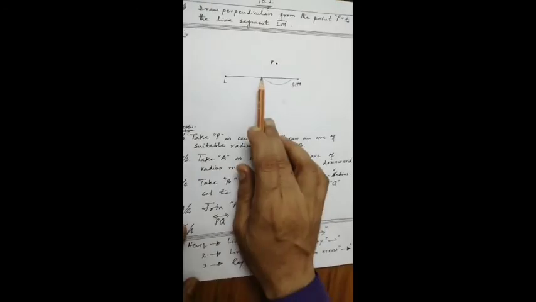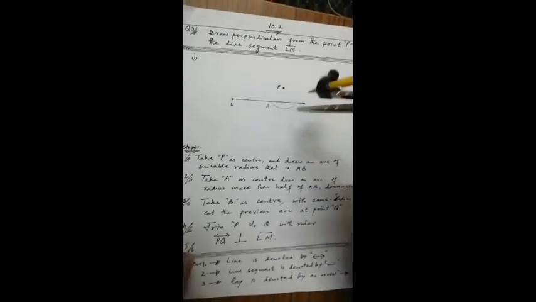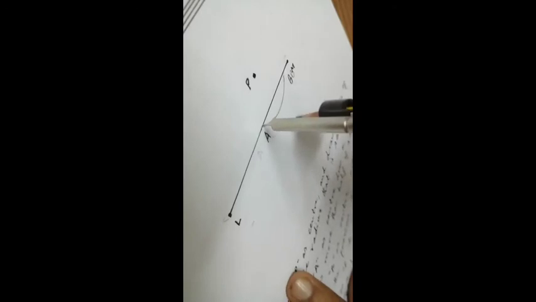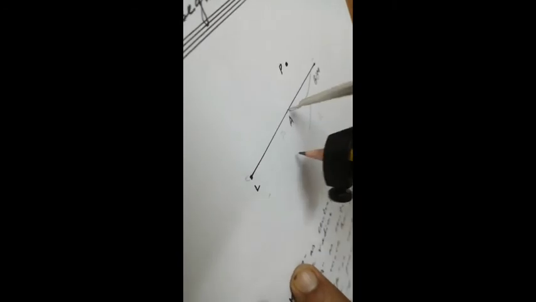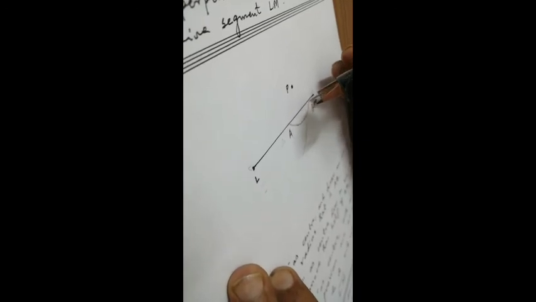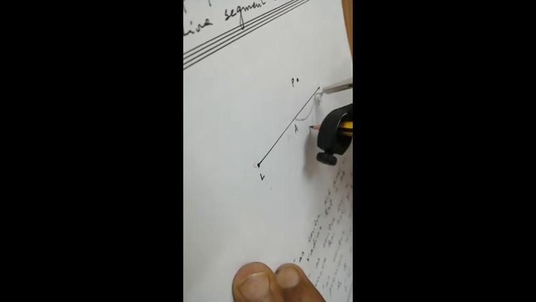Take A as center, draw an arc of the radius more than half of AB. Dear students, I will take the compass similarly, and here I will open more than half and draw the arc downward. Like this way. With the same opening of the compass, I will draw another arc from the center B, that will cut the first arc at the point Q. This is the point Q.